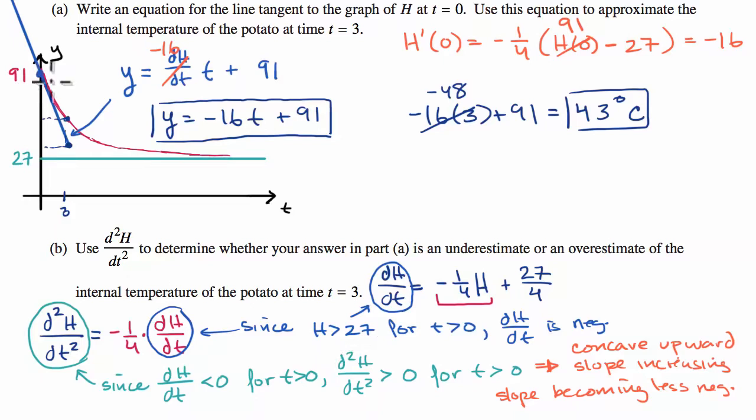And you can see it intuitively here. If the slope is becoming less and less negative, then that means when we approximated what our temperature is at t equals 3, we used a really negative slope, when in reality our slope is getting less and less negative. So what we would have done is we would have over-decreased our temperature from t equals 0 to t equals 3. So that would mean that we would have underestimated it.